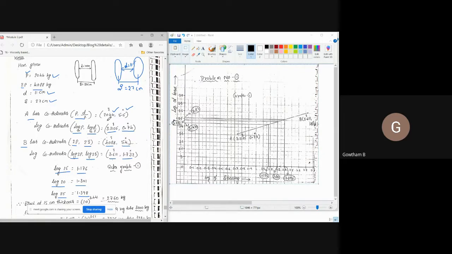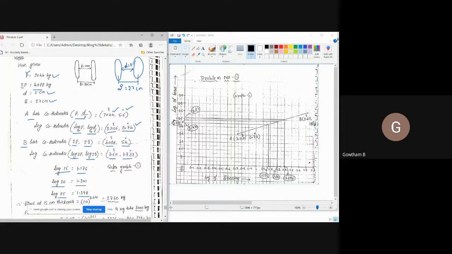Here are the coordinates. For the A coordinate, the first value, the load value, you indicate in the y-axis, and the second, the spacing or distance value, you indicate in the x-axis. The same for the B coordinate. Now let us locate the first coordinate point: 3.3105 in the y-axis and 0.74 in the x-axis.